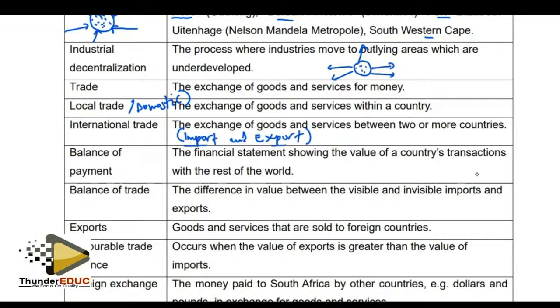Balance of payments, the financial statement showing the value of a country's transactions with the rest of the world, to show how much South Africa, for example, received after selling to other countries, or how much it spent when it was buying from other countries. So that will be the balance of payments. And balance of trade, the difference in value between the visible and invisible imports or exports. Then exports, goods and services that are sold to foreign countries.